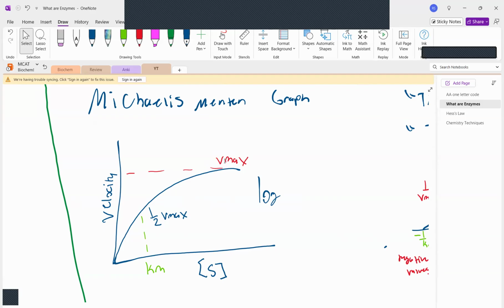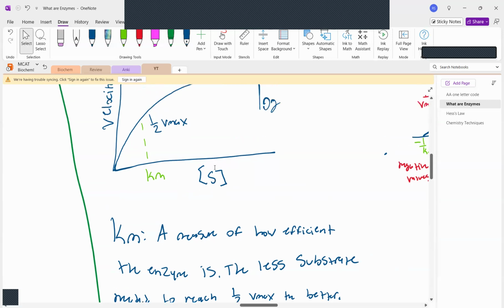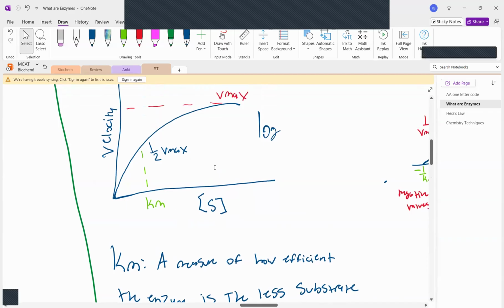So Km is a measure of how efficient, or rather the binding affinity of the enzyme and substrate. The less substrate you need to reach one half Vmax, the better, since it's more efficient and your body is all about saving energy and efficiency. So the more left on the graph, the smaller the Km, the more efficient. You want small. Don't want large. Large is not good.